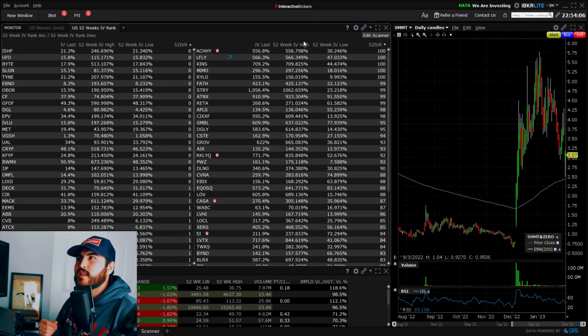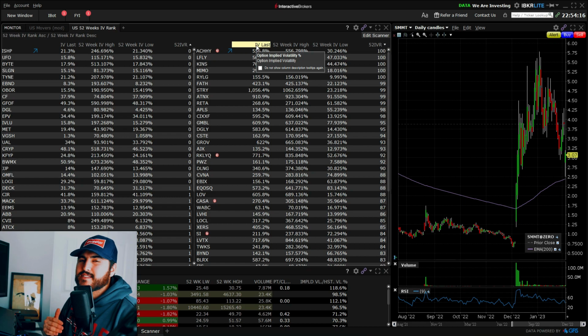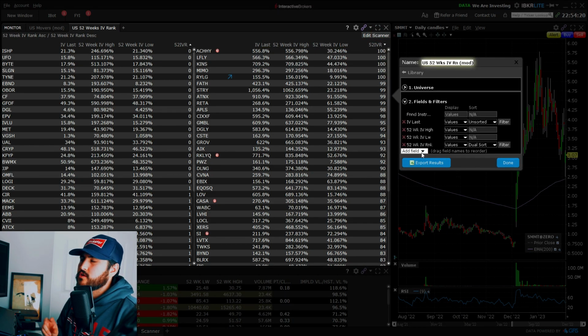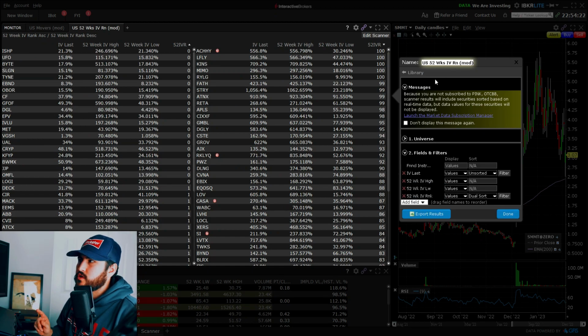And notice how the columns change. They change based on your predefined scanner. Now, if you click on edit scanner, you can modify it by clicking on customize. Now, there are two things here. You have your universe and you have your fields and filter.